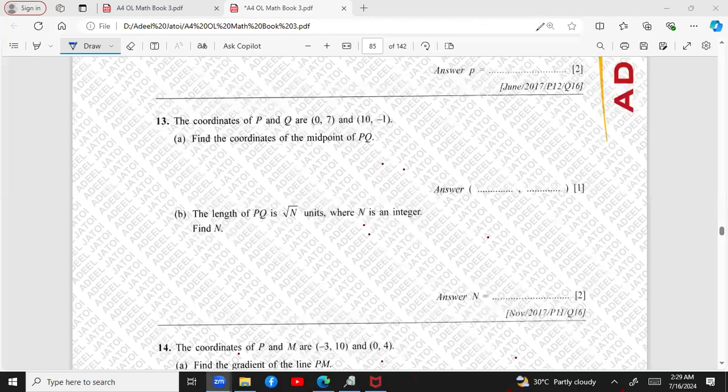Question number 13a. We need to find the midpoint. So (0 plus 10) upon 2, (7 minus 1) upon 2. 10 upon 2 is 5 and 6 upon 2 is 3. The length of PQ is under root n.